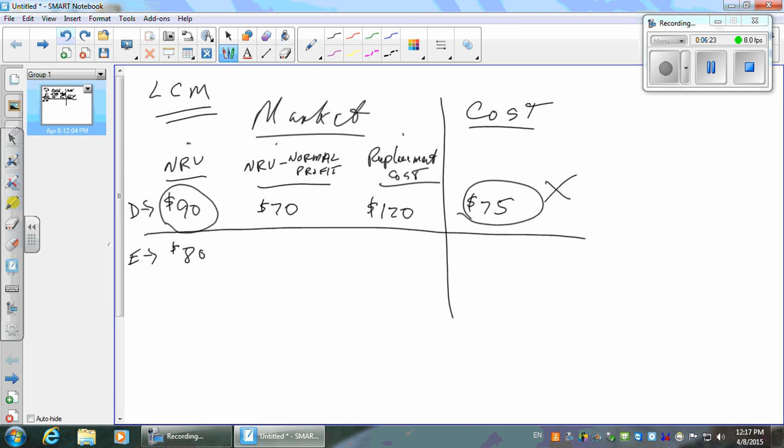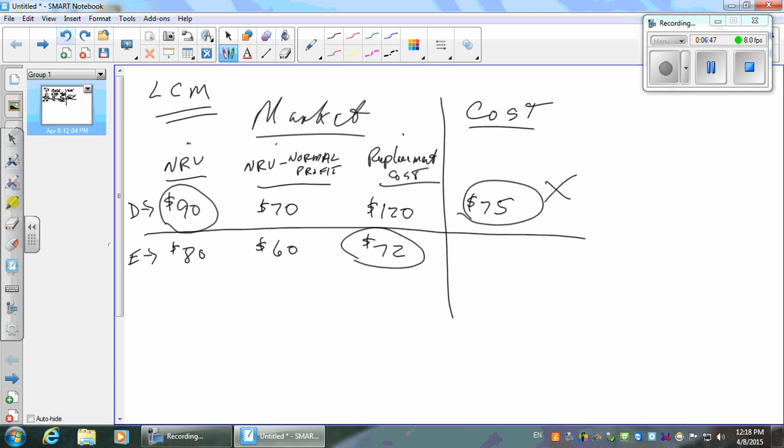Okay, that one's 80. Then we take away the normal profit. What's the normal profit? 20 again. So what do we get? 60. What's the replacement? 72. Can you see that any of these three could be in the middle? Which one's in the middle this time? 72 is, of course. Okay, so that's the one we'd use.